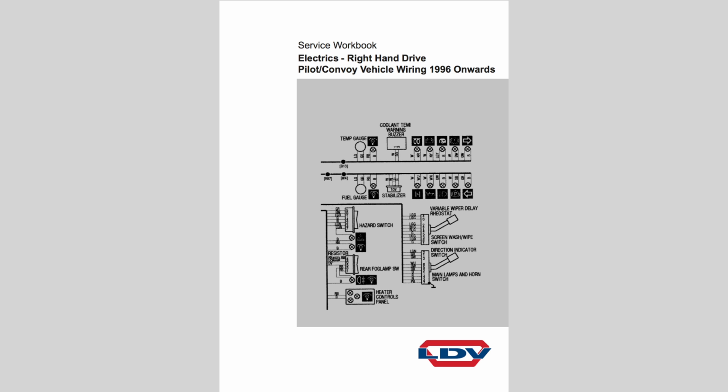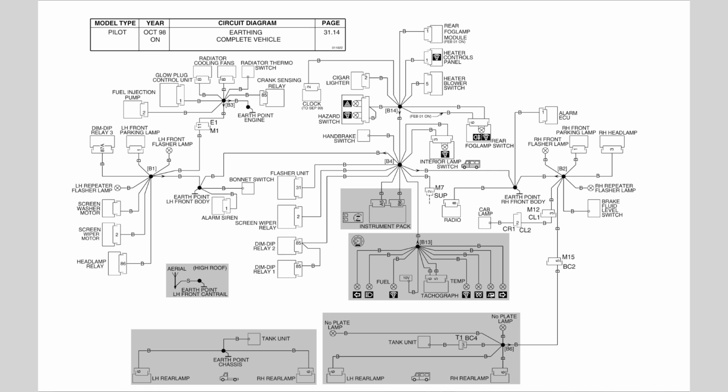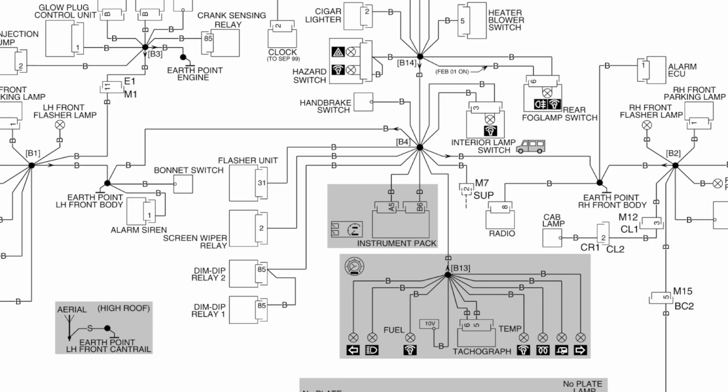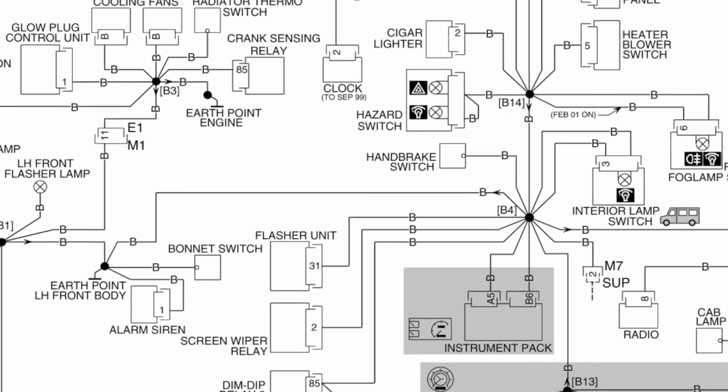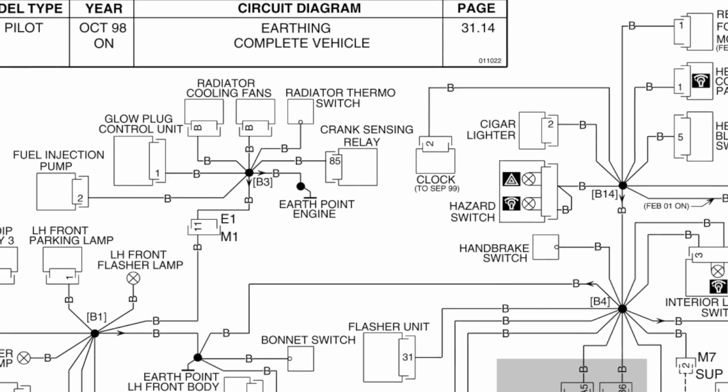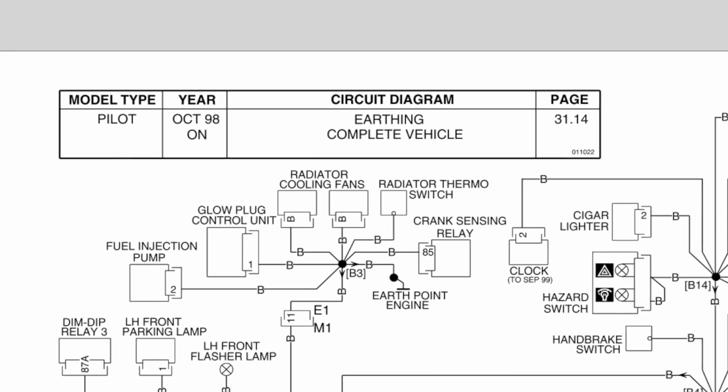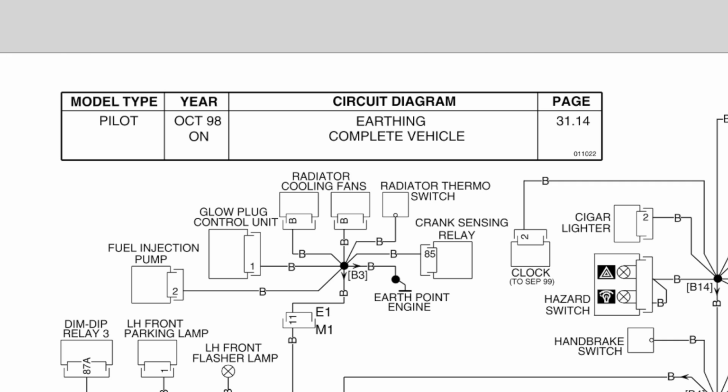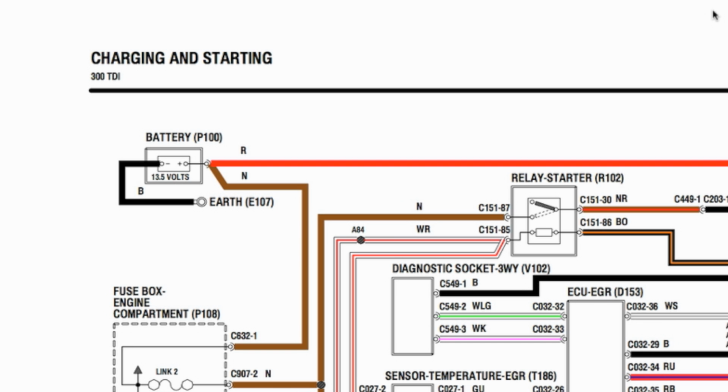The service workbook for the Convoys and the Pilots also has detailed diagrams, and as you can see here, the wiring designations with the components all have B, and if you look at the top there, it says it's earthing for the complete vehicle. So our British standard wiring would indicate that black is actually for the earth, but it can also be for security devices as well.